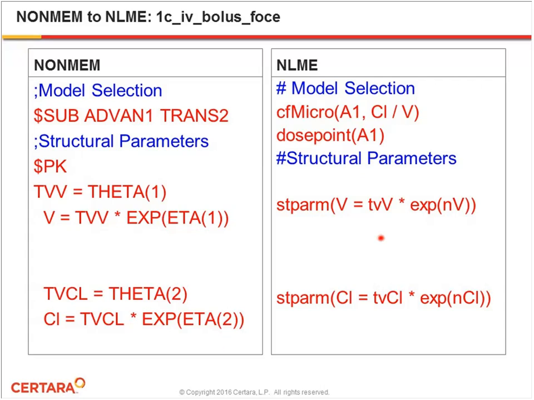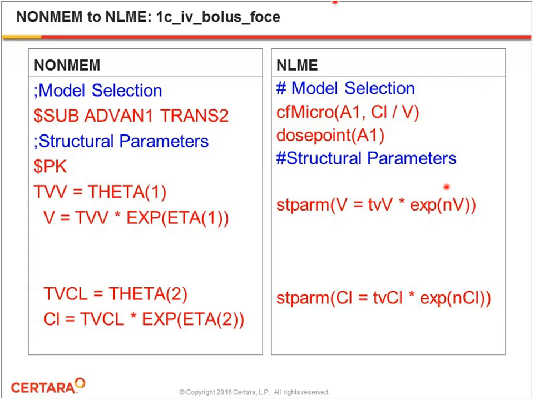The same in PML code. These are the stparm statements. You just give it this equation, the structural parameter V equals, and it's the same product form of the fixed effects with the random effect in exponential. And the same for clearance as well.